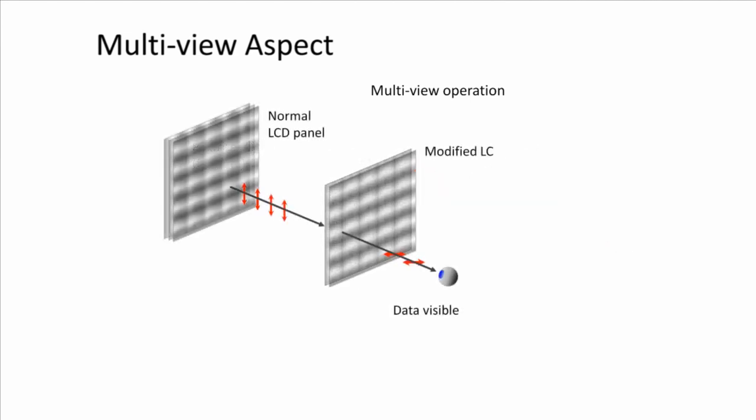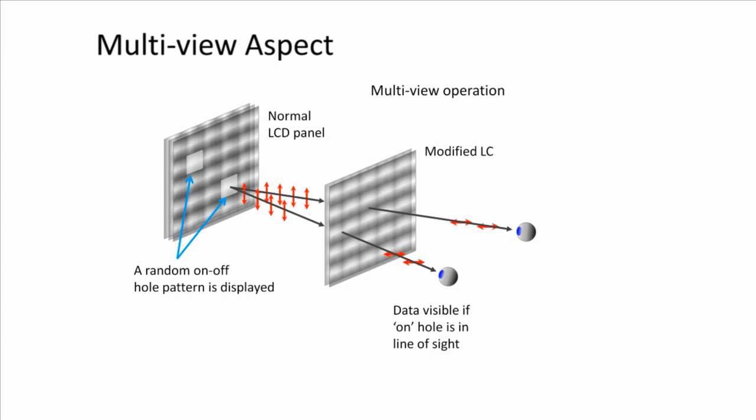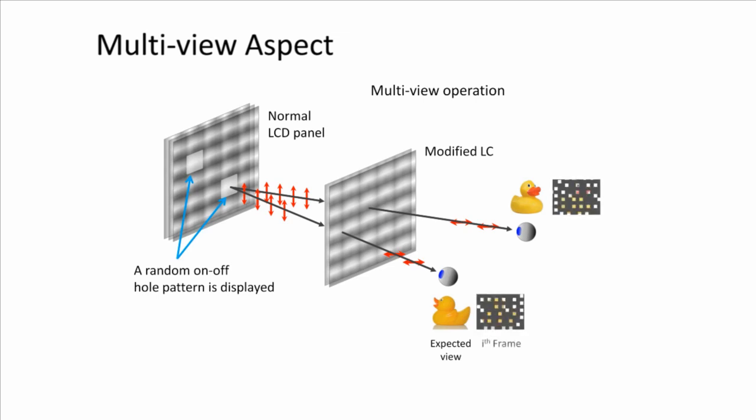If a normal LC panel serves as the polarized light source, we can control which part of the data panel is visible. A random pattern of white dots is shown on the normal LC. If a pixel of the data panel is in line of sight with the white dot, its contents become visible. By changing the dot pattern, the entire view for each individual user is revealed in a short time period.